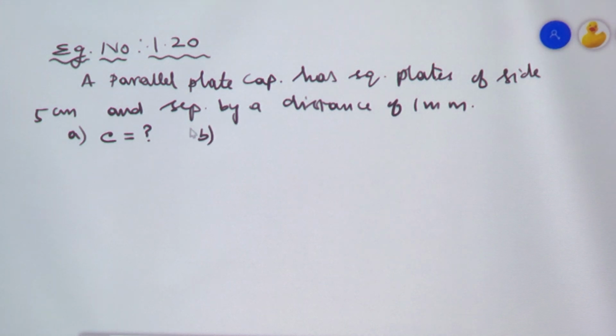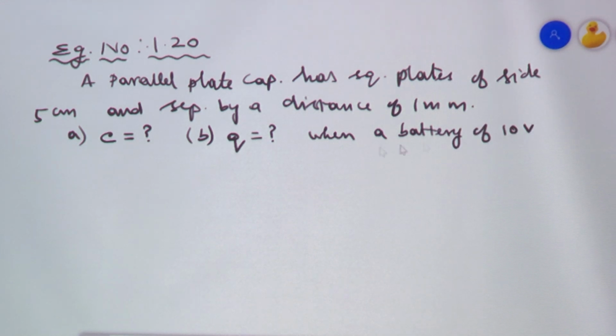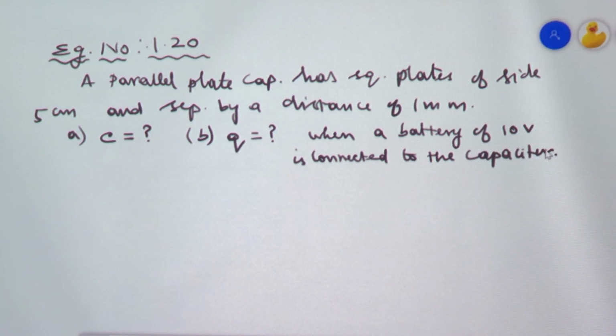Then what is the next option? B. If a 10 volt battery is connected to the capacitor, what is the charge stored in any one of the plates? So the charge stored in any one of the plates is asked when a battery of 10 volts is connected to the capacitor. So this is the problem.